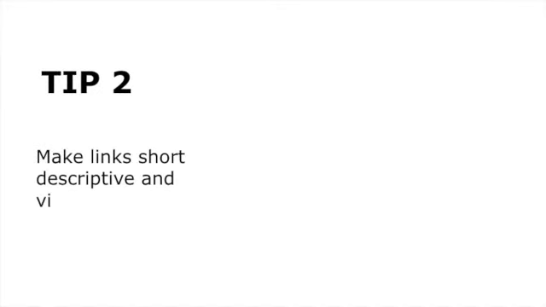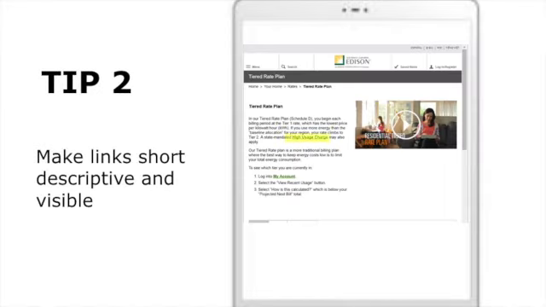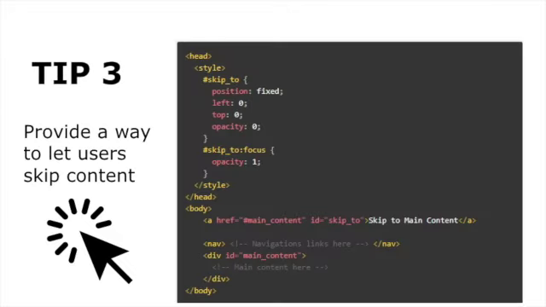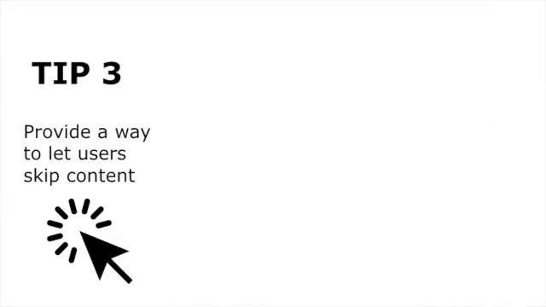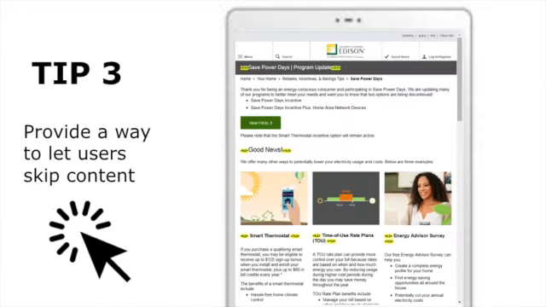Tip 2. Make links short, descriptive, and stand out from surrounding text. Let the user know what will happen, such as downloading a file or going to another site. Tip 3. Always let users know where they are and how to skip content by creating alternative routes.